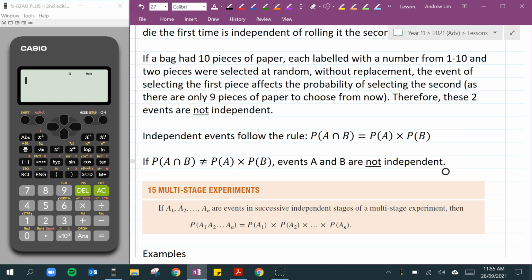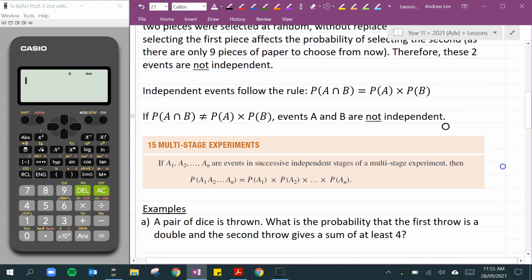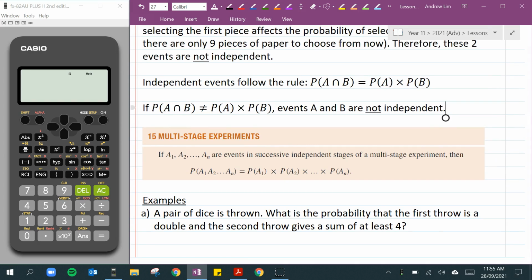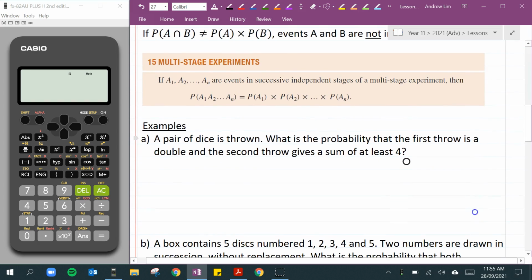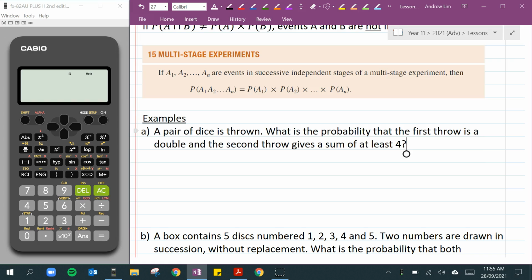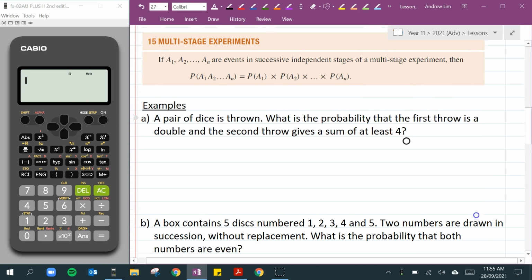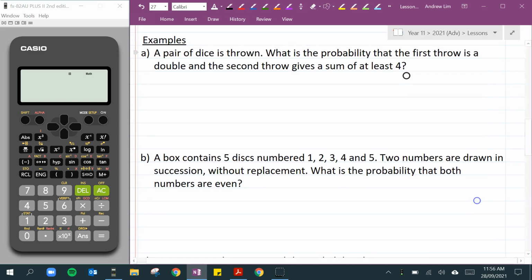Independent events follow the rule: the probability of A and B is equal to the probability of A times the probability of B. However, if it does not equal that, then the events A and B are not independent. Here's a general rule for multi-stage experiments if all the events are independent. Right, let's have a look at some examples.